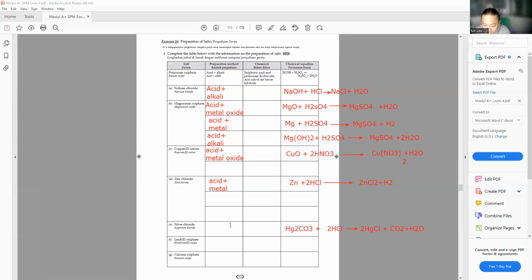So what is this one? I mean, not necessarily this way. You should choose the easiest way. But I purposely choose the hard one. It is acid plus what? Carbonate. Metal carbonate. Should be called metal carbonate. Metal is mercury.